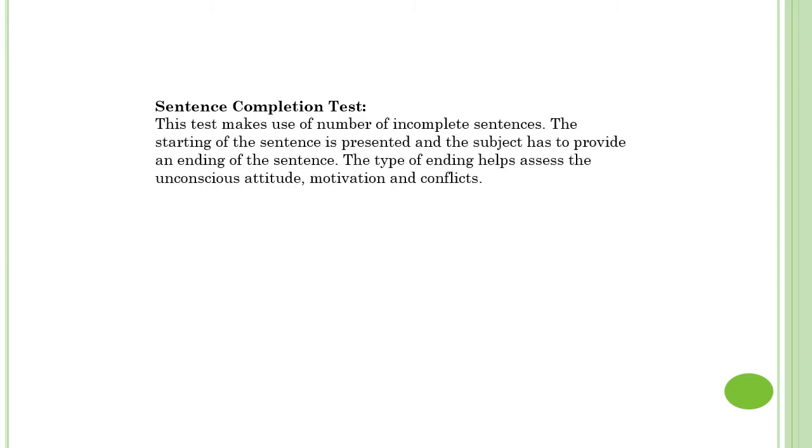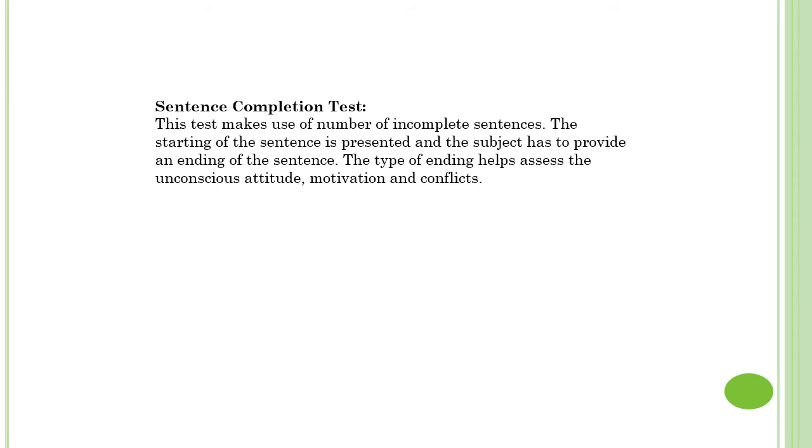The fourth test under projective technique is the sentence completion test. This test is very simple and easy also to use. So this test makes use of a number of incomplete sentences. As the name itself suggests, sentence completion test. So the starting of the sentence is presented and the subject has to provide an ending of the sentence. Just like you all have done so far, fill in the blanks kind of things. So this is like sentence completion you all have done in grammar. So the type of ending helps assess the unconscious attitude, motivation and conflicts.